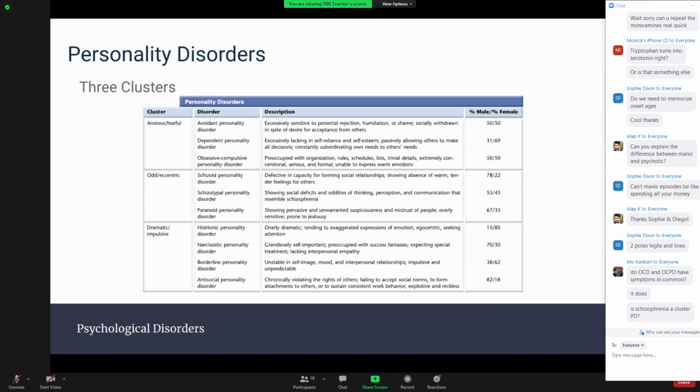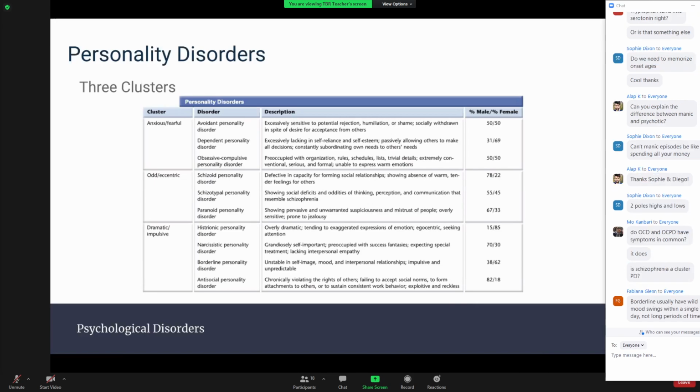And there's the last one, which is the antisocial personality disorder. This doesn't fall under the anxious and fearful cluster. It's under the dramatic and impulsive. Yeah, exactly, Fabiana. Borderline examples will show up where they have wild mood swings within a single day. They're impulsive and unpredictable, but they are not bipolar. It's not a bipolar disorder.